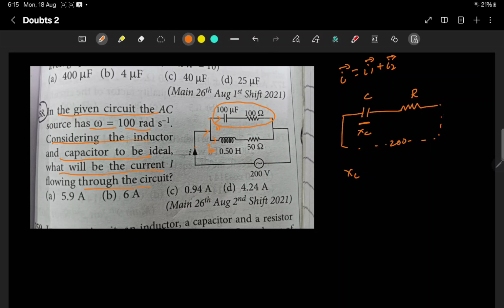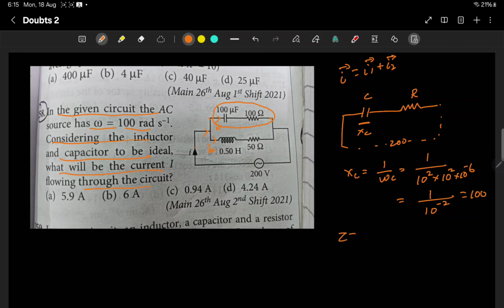Here your XC is nothing but 1 by omega C. So omega is 100, so 10 to the power 2 into C, which is 100 microfarad, so 10 to the power 2 into 10 to the power minus 6. So what will we get? 1 by 10 to the power minus 2, which is nothing but 100.